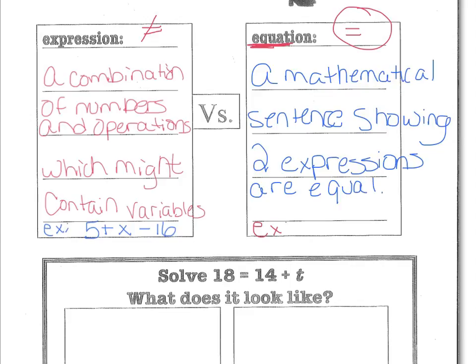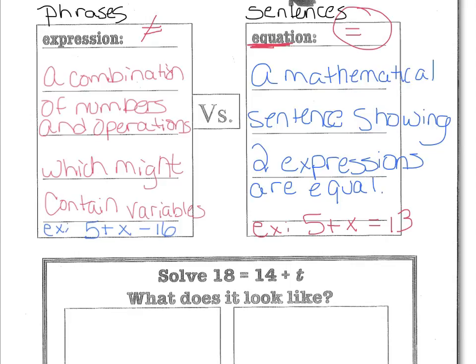An example would be 5 plus x equals 13. You can see you have two expressions, 5 plus x and 13. Those are expressions, and we're showing that they are equal. Another way to think about it in a language arts way is that equations are considered sentences because they have equal signs. Expressions are phrases. They're not complete sentences. They don't have an equal sign. So how are they alike? They're alike because they both have numbers and operations and they might have variables, but the way that they are different is that one has an equal sign and one does not.